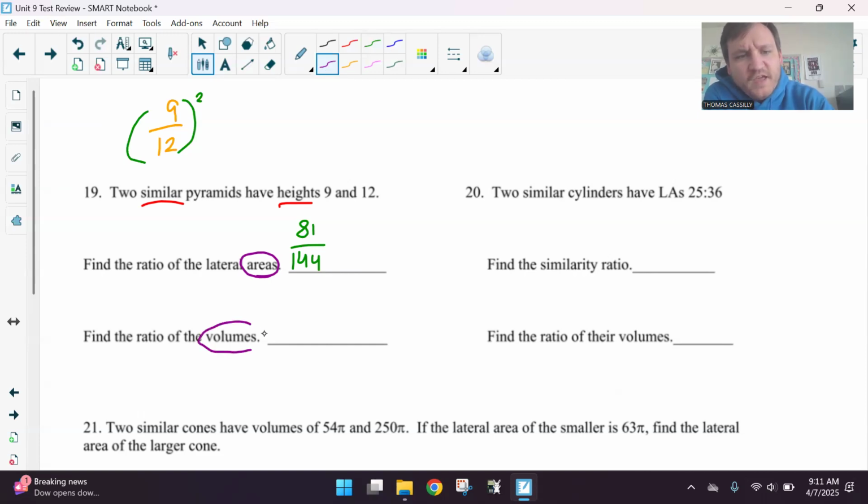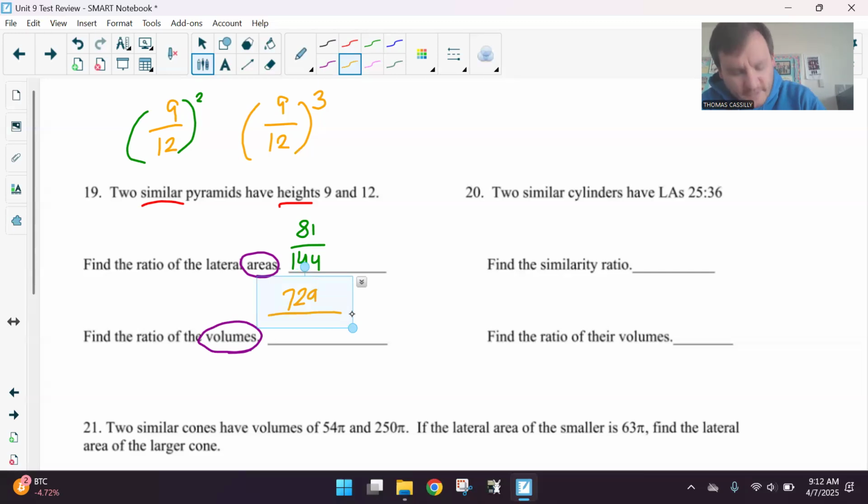Now, in the next one, it's a volume. Volumes are measured in cubic units, inches cubed, feet cubed, what have you. So now I need to take that scale factor, that linear ratio, 9/12, and I need to cube it. So 9 cubed, I don't have a clue what that is. It's 729 divided by 12 cubed, which is 1728.